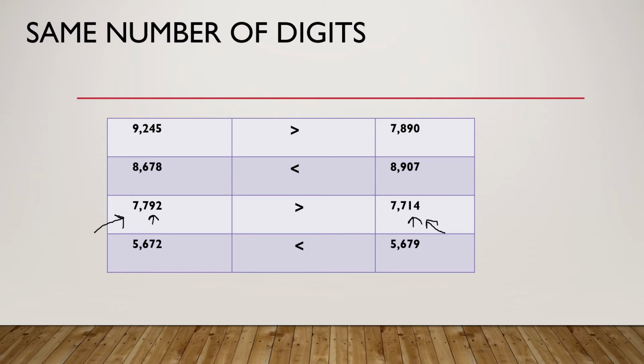So 90 is greater than 10. Hence, we can say that 7792 is greater than 7714.